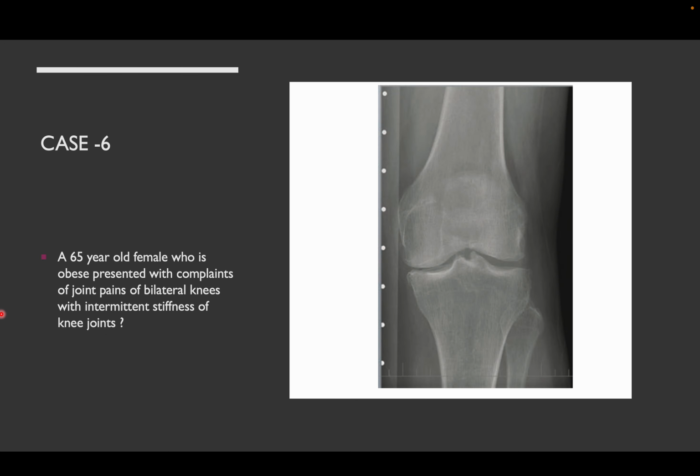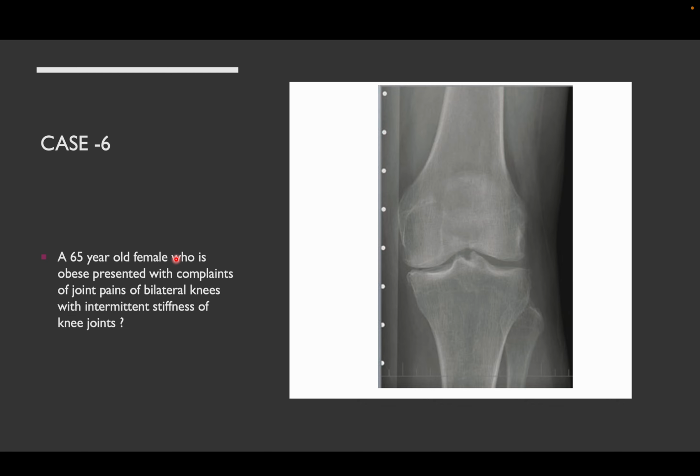A 65-year-old female who is obese presents with complaints of joint pains of bilateral knees with intermittent stiffness of the knee joints. So what is this case? A 65-year-old female presents with joint pain, and she tells of intermittent stiffness. I already mentioned that in non-inflammatory joint disease there is intermittent stiffness, which is called the gel phenomenon. Generally, osteoarthritis is more commonly seen in females, the elderly, and those who are obese. They are all risk factors. To explain that only, I mentioned this classical history.